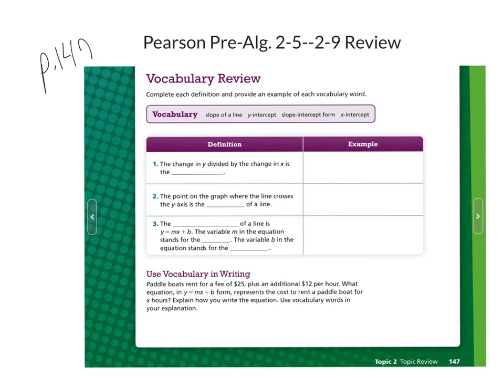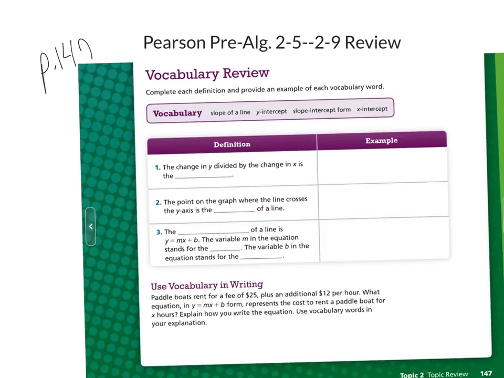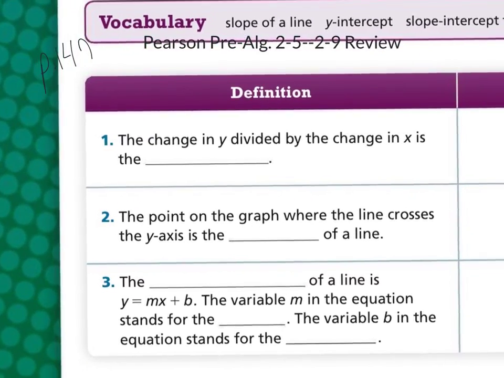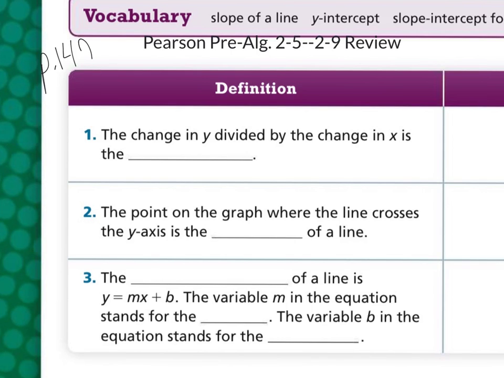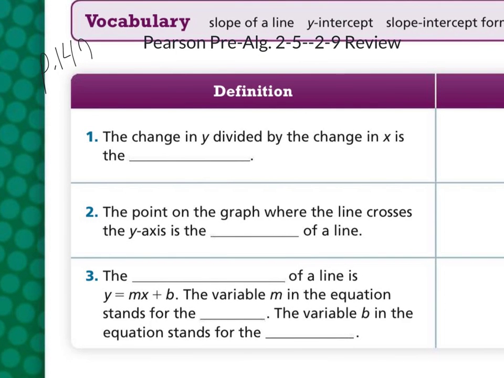Reviewing lessons 2.5 through 2.9, if you look on page 147, we'll look at some vocabulary that we've talked about in these lessons. So number 1, change in y divided by the change in x. That would be the slope of a line. Number 2, the point on the graph where the line crosses the y-axis is the y-intercept of a line.